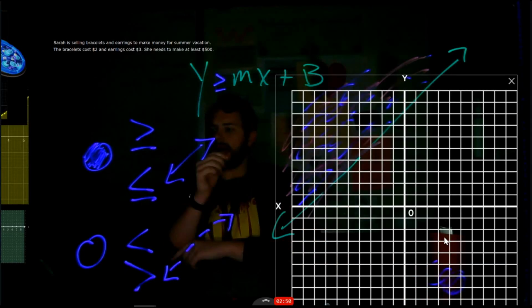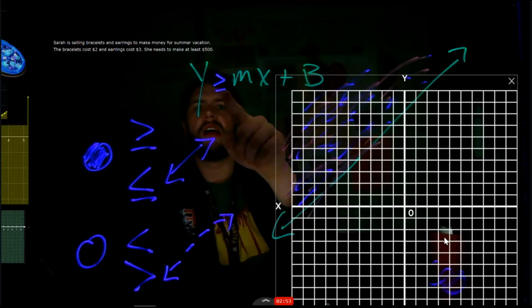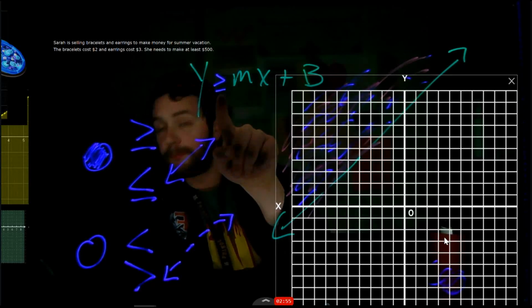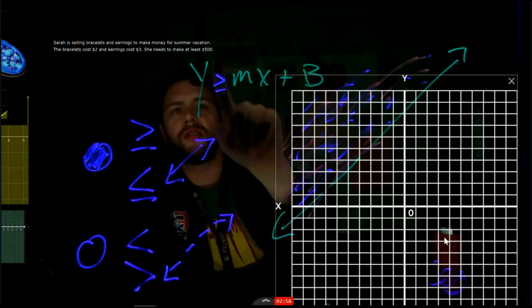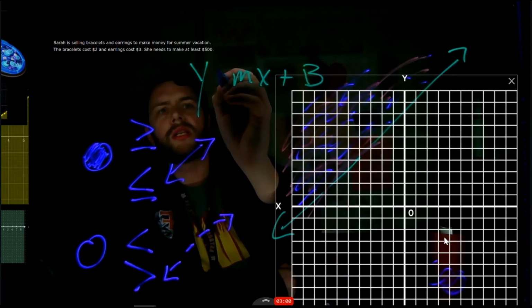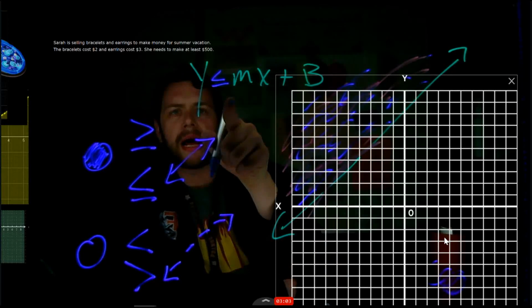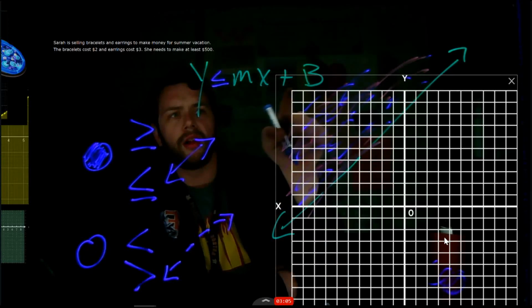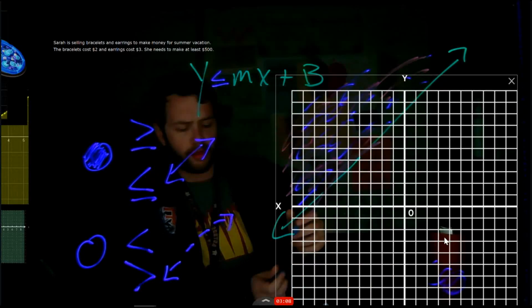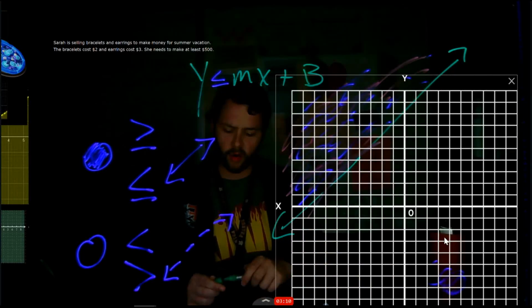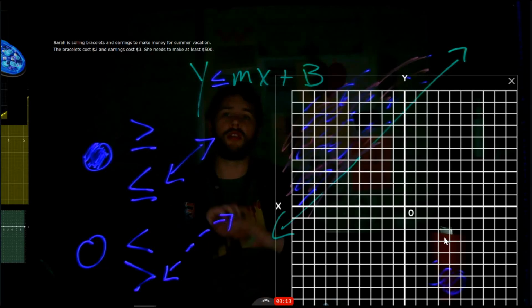Okay, so let's talk about some problems. So don't forget that if it's this way, it says y is bigger than the equation. So we would shade above. If it's the other way around, this would say y, the output, the graph, is less than the line, so we would shade below the line. So that is just a quick and easy reintroduction into inequalities.